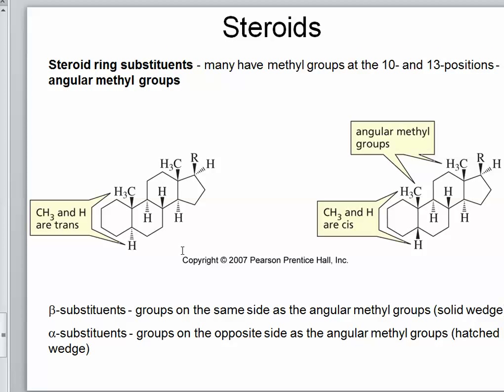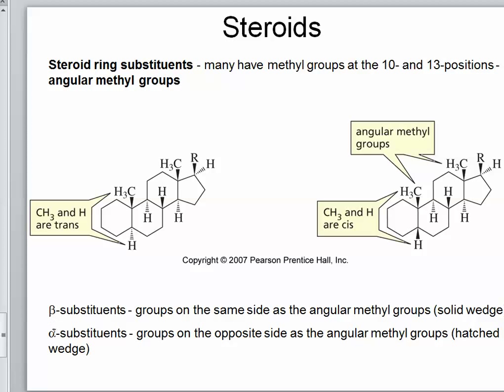Now, the steroids, they can have many different groups on them. Many of them have groups at what we call the 10 and 13 positions, but we also see these functional groups everywhere on the molecule, and that's what this picture is basically showing you. So we can have methyl groups on here, we can have random alkyl groups, we can have hydrogens, we can show stereochemistry of these groups, we can have oxygens, we can have a number of different things.